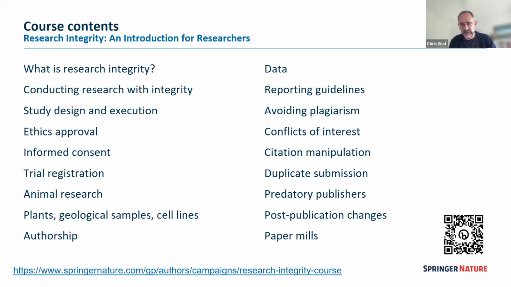Through reporting guidelines, and then the things that are on the dark side, like avoiding plagiarism, conflicts of interest, citation manipulation, duplicate submissions, and then addressing issues like predatory publishers, and landing finally on paper mills, which if you haven't thought much about recently, I suggest you do. There's a lot of interesting conversation about paper mills ongoing right now.